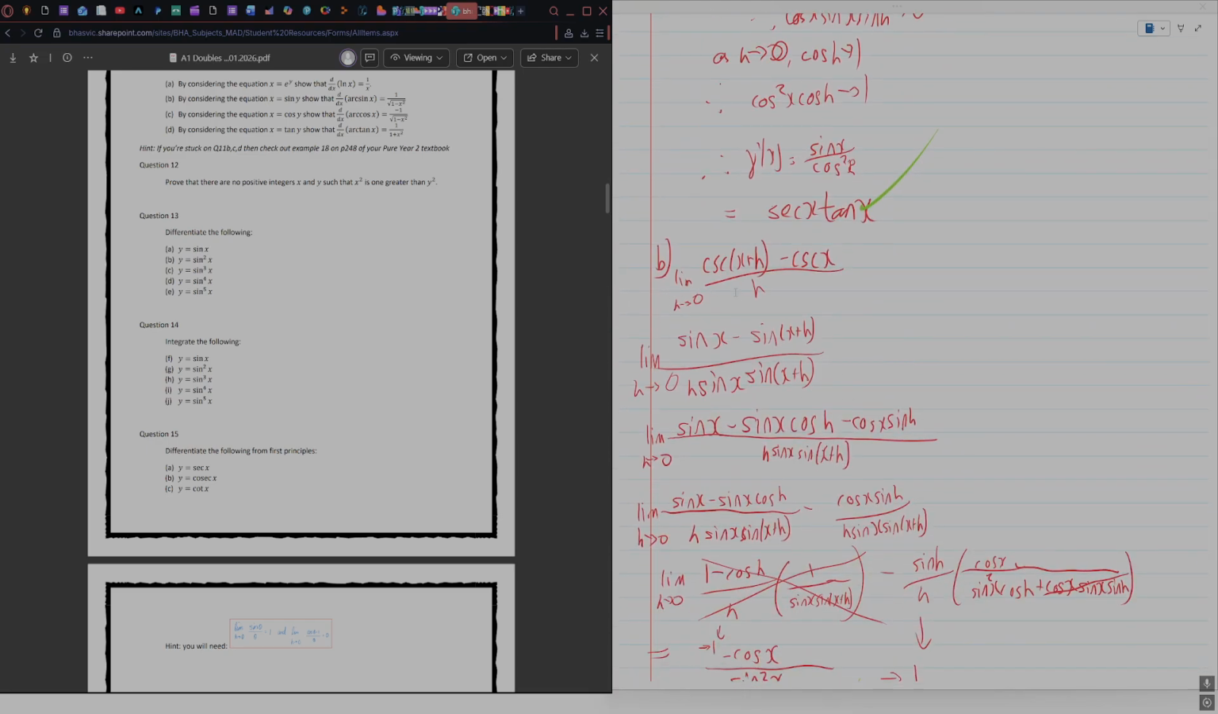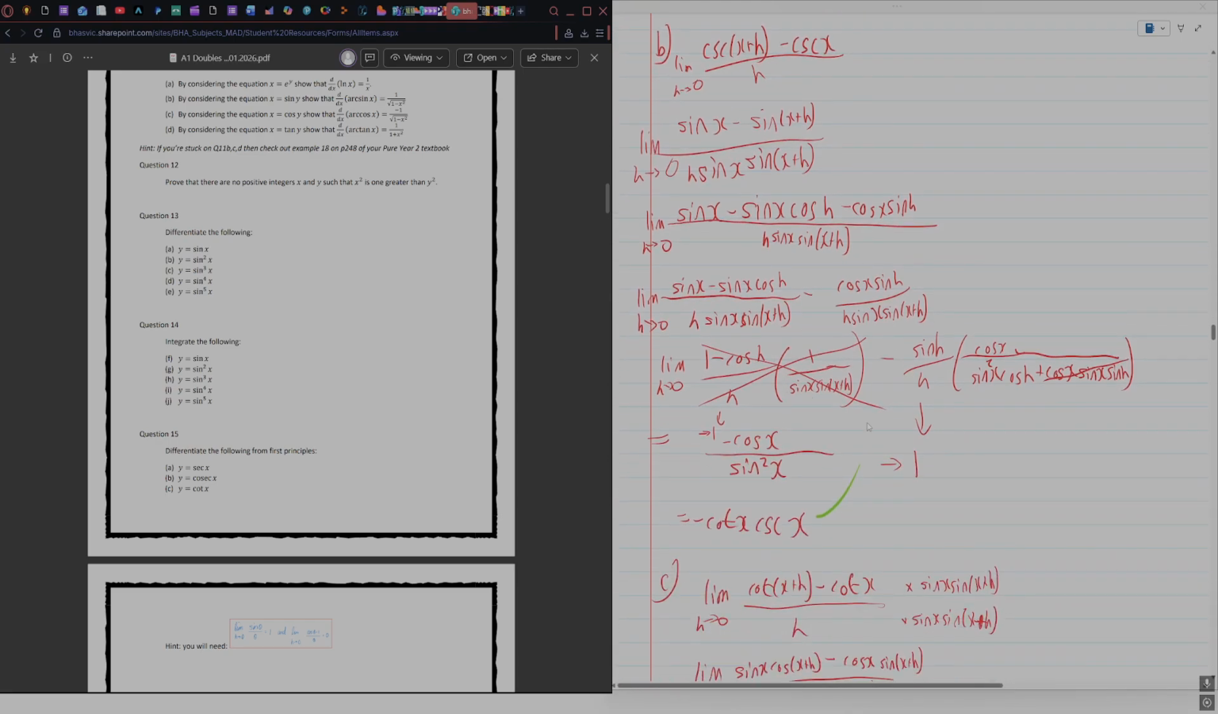This one is practically the same. Instead of multiplying by cos x plus h, I should multiply by sine x plus h because it's cosec. And then I did the exact same thing. It's really not that interesting. The only difference, you just have to remember the negative here, because remember that anything when you differentiate it is negative.